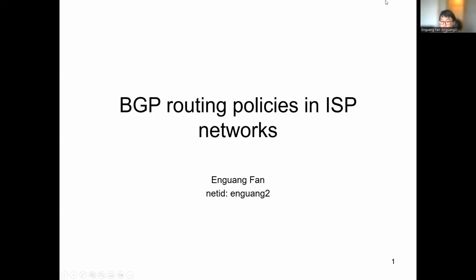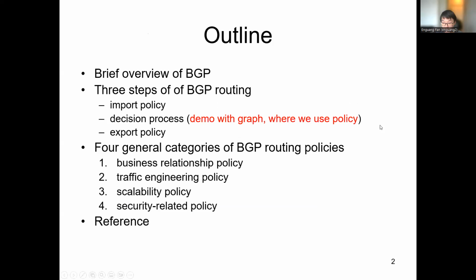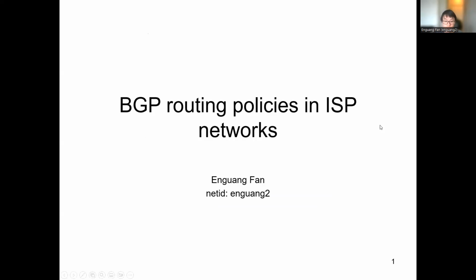Okay, so let's get started. This is a mini project for CS438. My presentation topic is BGP routing policies in ISP networks. My name is Nguyen Fan, and here's my net ID.